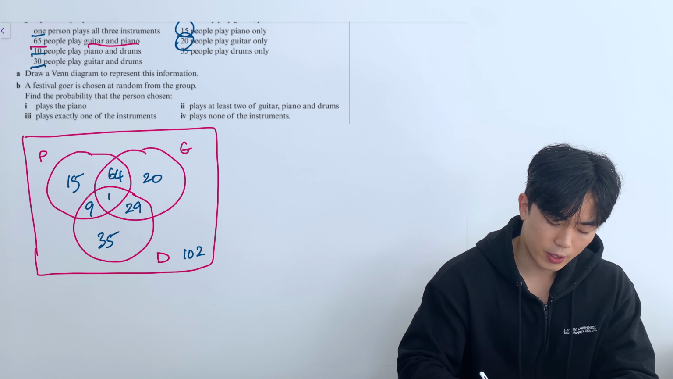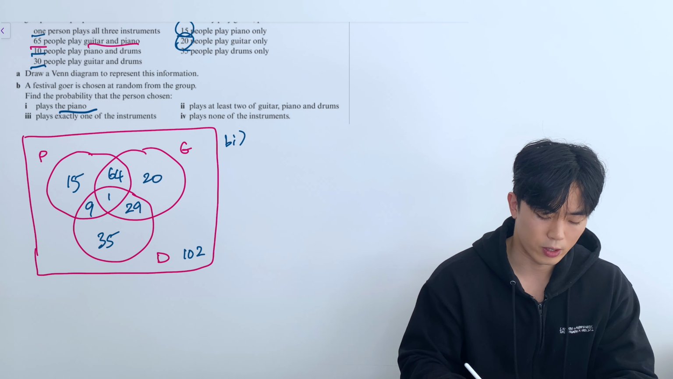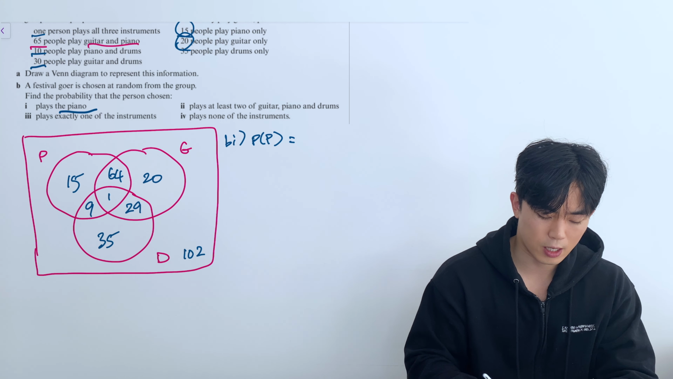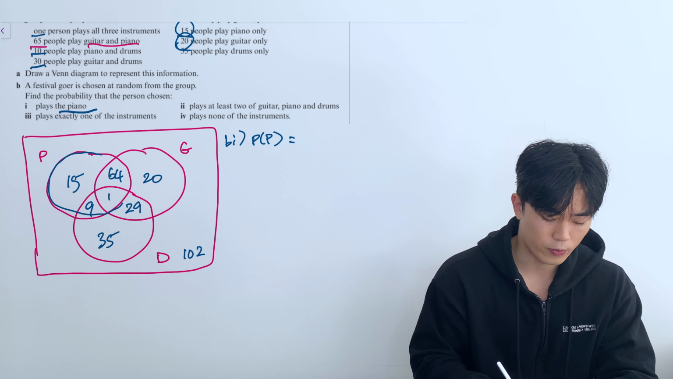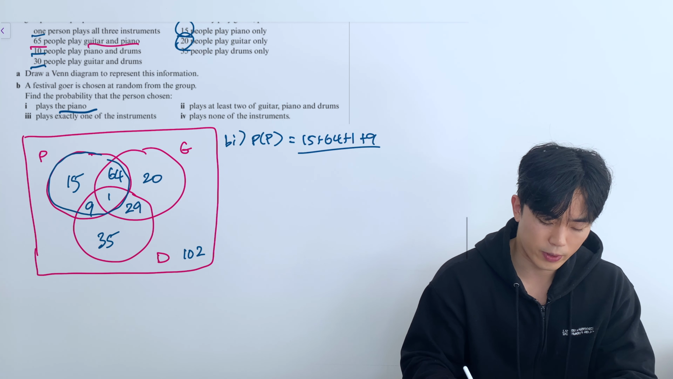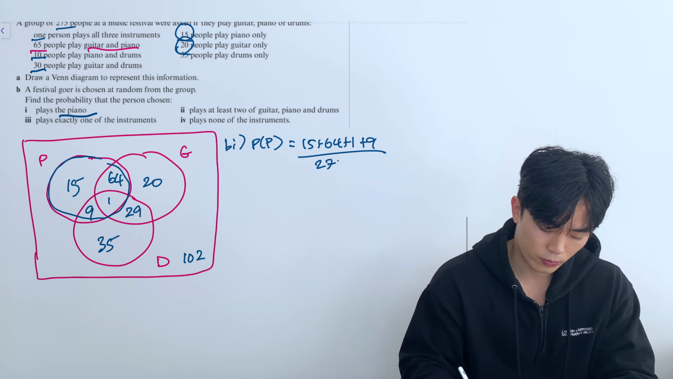Right, in part B, it says a festival goer is chosen at random from the group. Find the probability that the person chosen plays the piano. So that's just going to be the sum of everything inside this circle here. It's going to be 15 plus 64 plus 1 plus 9 over the total number of people, 275.